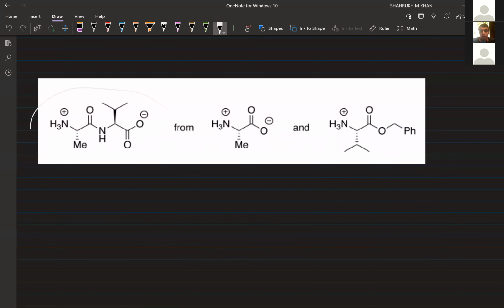So we are creating this dipeptide from this. I think that's alanine, and I honestly forget the name of that one. I don't remember my amino acids. I'm not a biochemist. So we are forming a bond. Let's see, one second.